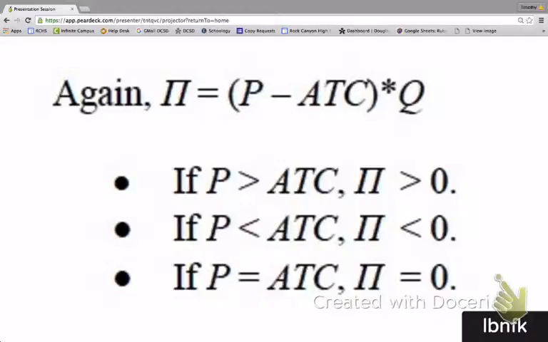So, again, we can say profit is equal to price minus average total cost multiplied by the quantity. So we know if the price is greater than the average total cost, economic profit must be greater than zero and positive. If price is less than average total cost, economic profit must be less than zero and negative. And if price is equal to average total cost, then economic profit must be equal to zero, or a normal profit.